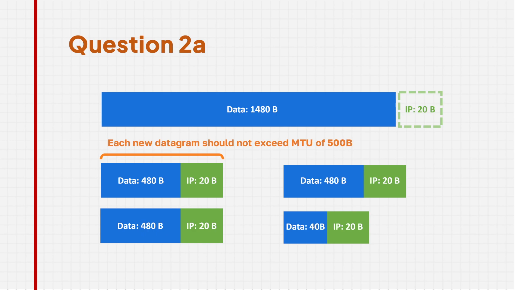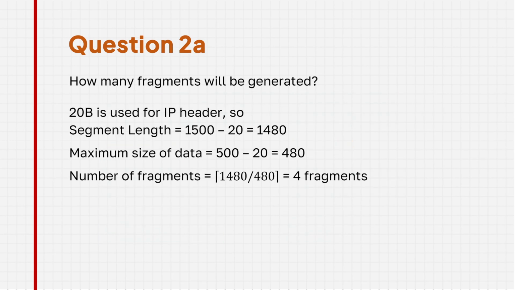So then you will need 4 fragments, because the data is 1480, and the amount of data that you can store inside the MTU excluding the header is 480. So take the ceiling, there will be 4 fragments. Okay. Any questions on this? And the maximum, the 480 is a multiple of 8.